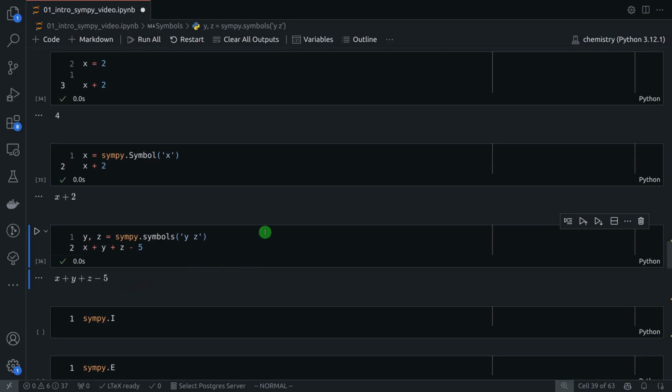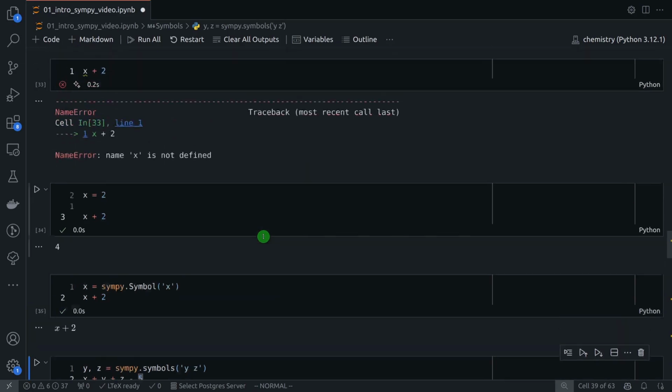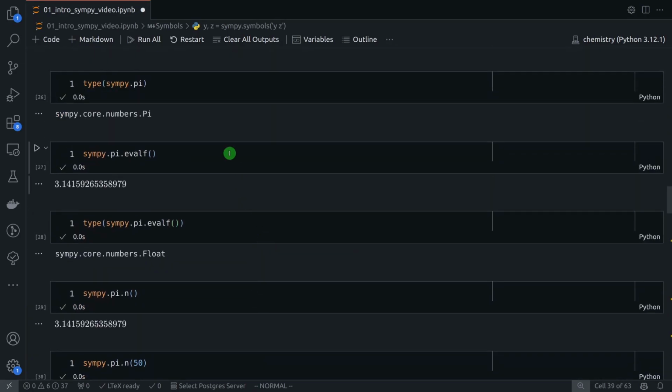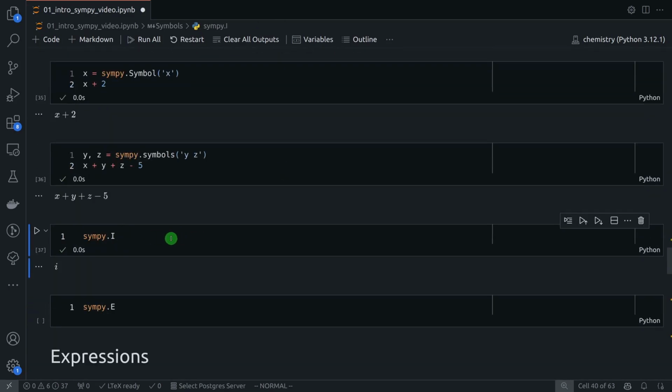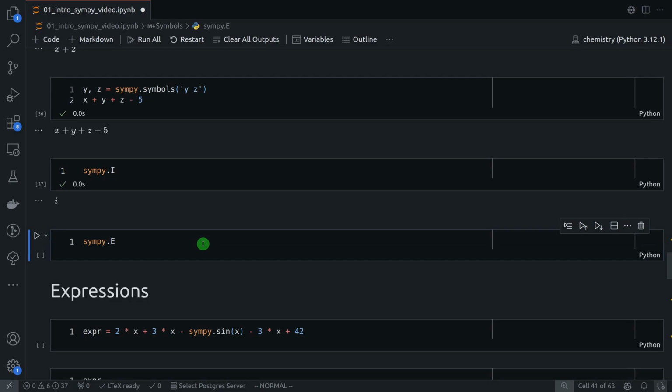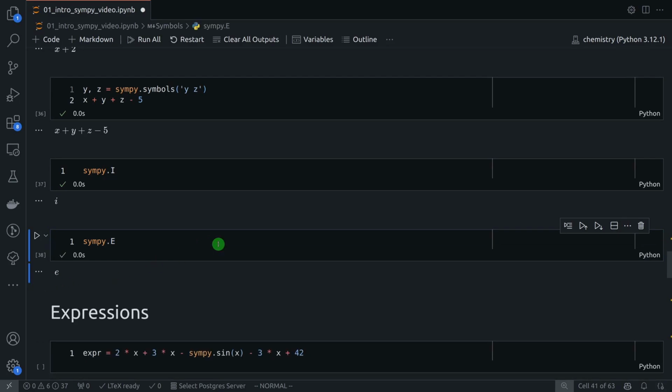SymPy has some predefined symbols. We've already seen the symbol for pi and for infinity, and SymPy has a symbol I for complex numbers, and it also has a symbol for e that we usually see when we are dealing with logarithms. It also has some other symbols that you can find in the docs.